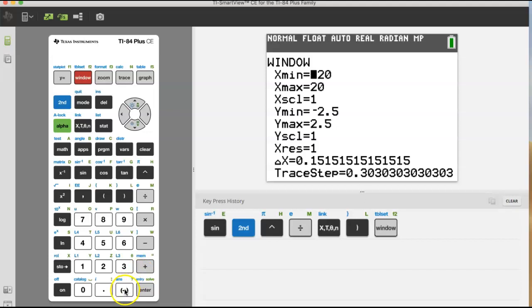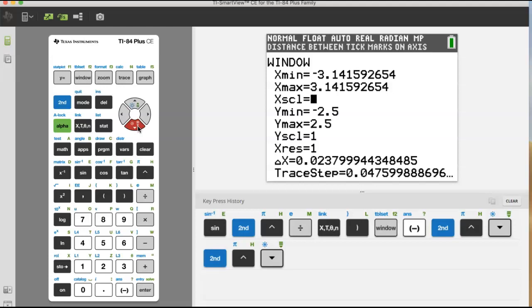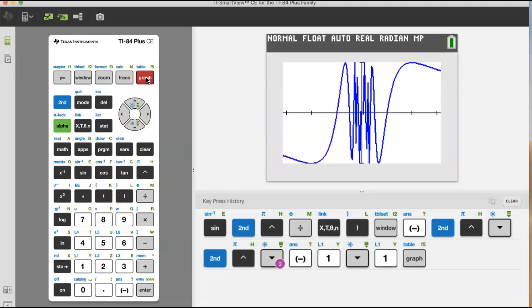So this is going to be minus pi, and for the x max, it's going to be pi. I will keep the x scale to be 1 for now, and we'll make the y min and y max 1 and -1 respectively. Okay, and then we'll graph, and you see that we have the situation here.